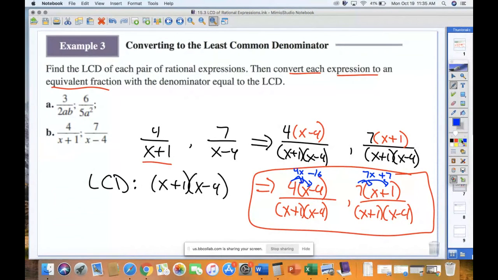Now again, moving forward, if we were going to add these, then these become important. We would multiply it out. If we're going to add the fractions, or if we're going to subtract the fractions, it makes sense to do that. But right now, this is 4 parentheses x minus 4, the expression with an equivalent fraction with the denominator equal to the least common denominator. Very wordy, but we've changed the numerator accordingly. We don't need to multiply it out just yet.